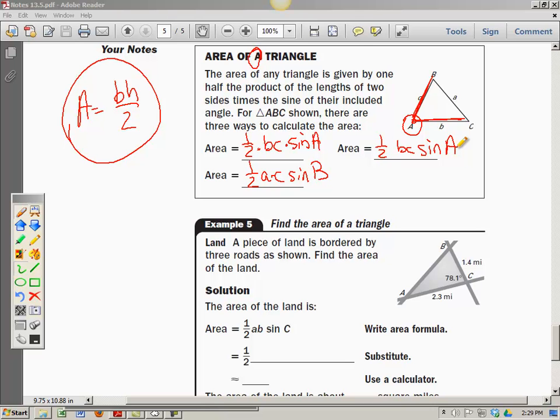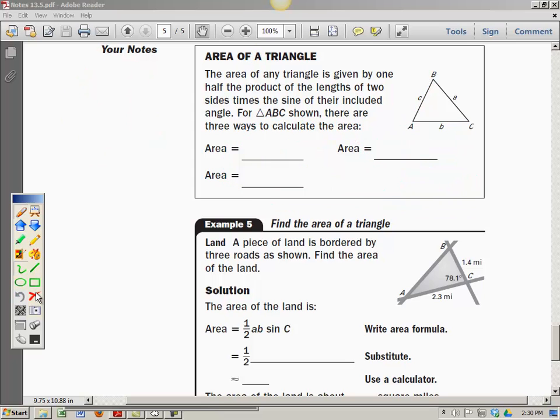Whoops, I already had that one. 1/2, I got AB, no, I didn't only have AB. 1/2 AB times the sine of C. Sorry about that. So all 3 of these formulas basically say the exact same thing. We take the product of the 2 sides given, the sine of the included angle, and take half of it, and that finds the area of the triangle. All right, so let's finish up this lesson.